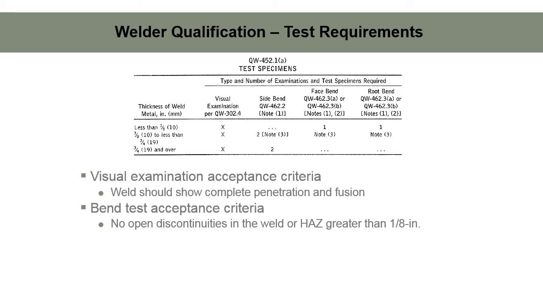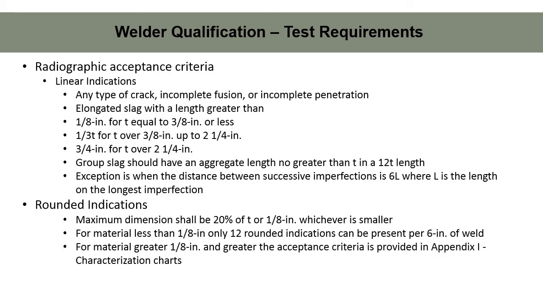So all codes have a specific table like this that tells you how many face bends, side bends, root bends you've got to do for the various thicknesses. It just varies from code to code, but each code has something like this that tells you the welder qualification test requirement. Welder qualification test requirements.